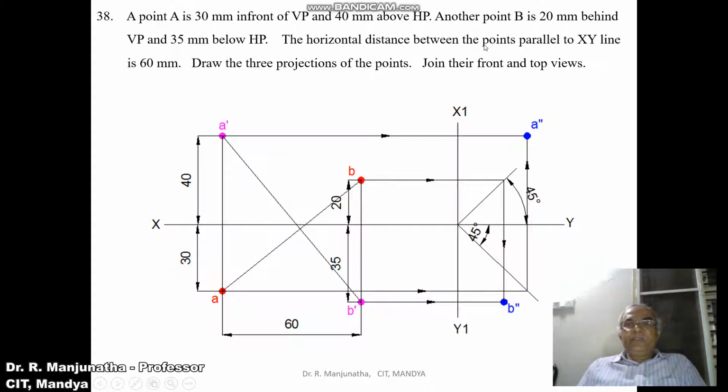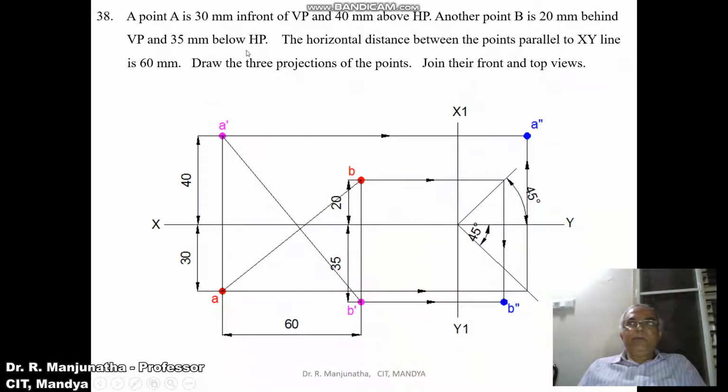The horizontal distance between the points parallel to XY line is 60 mm. So we have projector A, and from here, you measure the distance of 60 mm and draw one more vertical projector, which is going to be the projector B. The other point B is 20 mm behind VP. Behind VP will always come above XY line. So from here, you measure the distance of 20 mm above XY line and you mark this point and name that point as small b.